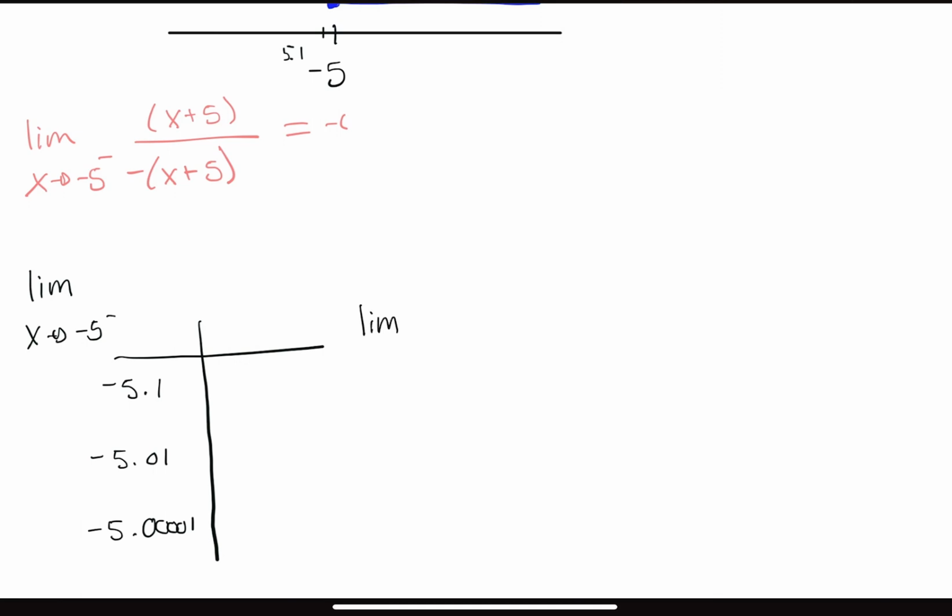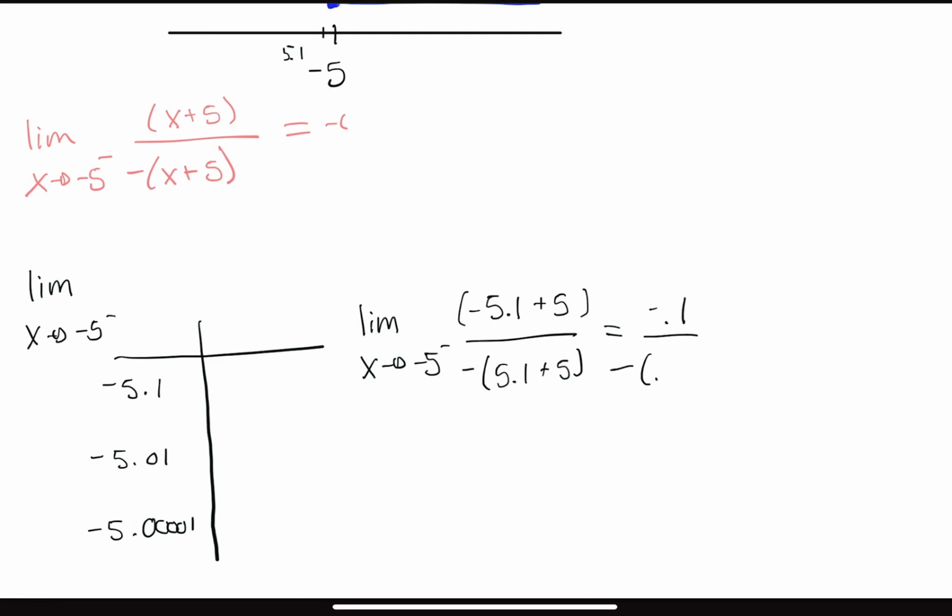And so now plugging this into the equation, we're going to have the limit as x is approaching -5 from the left of -5.1 plus 5 over -5.1 plus 5. And so this is equal to, if we have -5.1 plus 5, we're going to have -0.1 over -0.1. So this is going to be equal to -1.